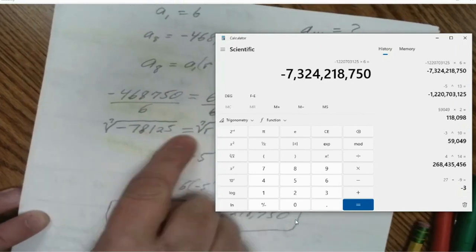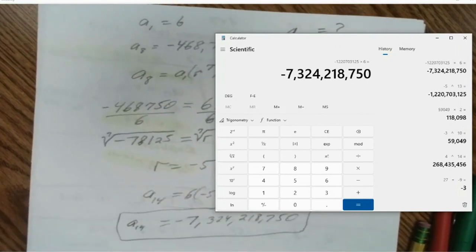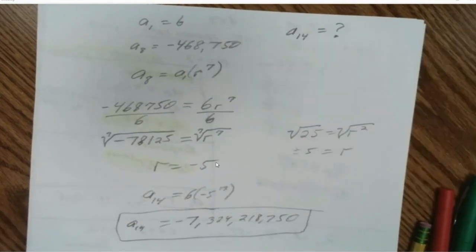This is the type of work you have to do when they don't tell you what r is and they just give you two terms. You have to do a little algebra, set it up with our formula: a sub 8 would be equal to a1 times r to the 7th, since we know what the 8th term is, and then work backwards to get that. So it's a big number.